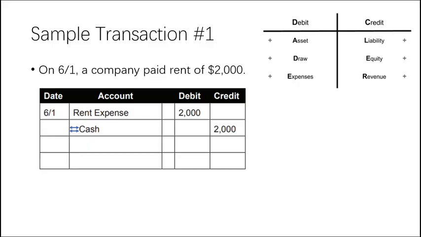And since you're using cash to pay the rent, your cash is decreasing. We know that cash is an asset account and decreasing. Therefore, it is credited, and credit is on the right. Also, we always need to indent the credited account, in this case, your cash account.